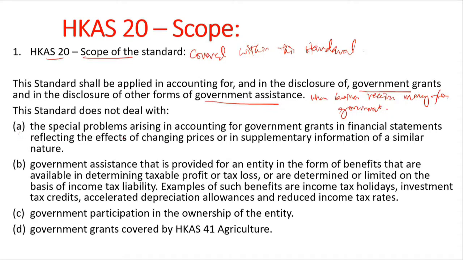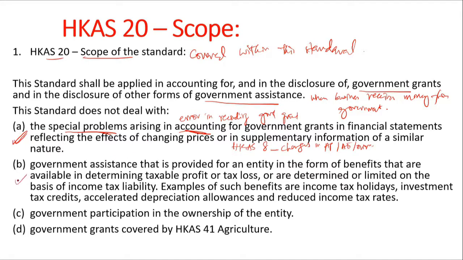This standard does not include any special problems in accounting. So for example, if there's an error in recording a government grant, you will not apply HKAS 20. You will rather be applying HKAS 8, which is about changes in accounting policies, accounting estimates, and errors. Because the company made an error in recording the government grant, that would be covered under HKAS 8 and not HKAS 20. So that's what point number A is talking about.